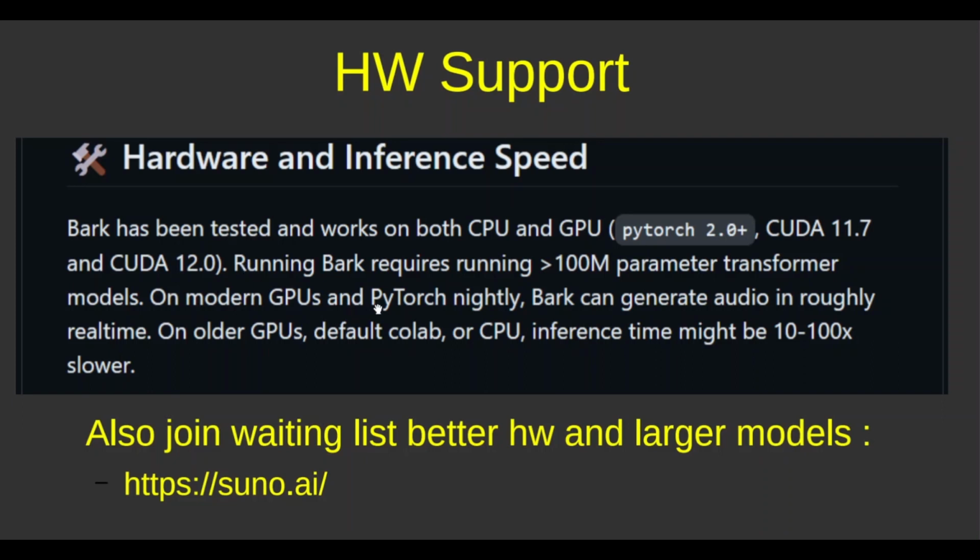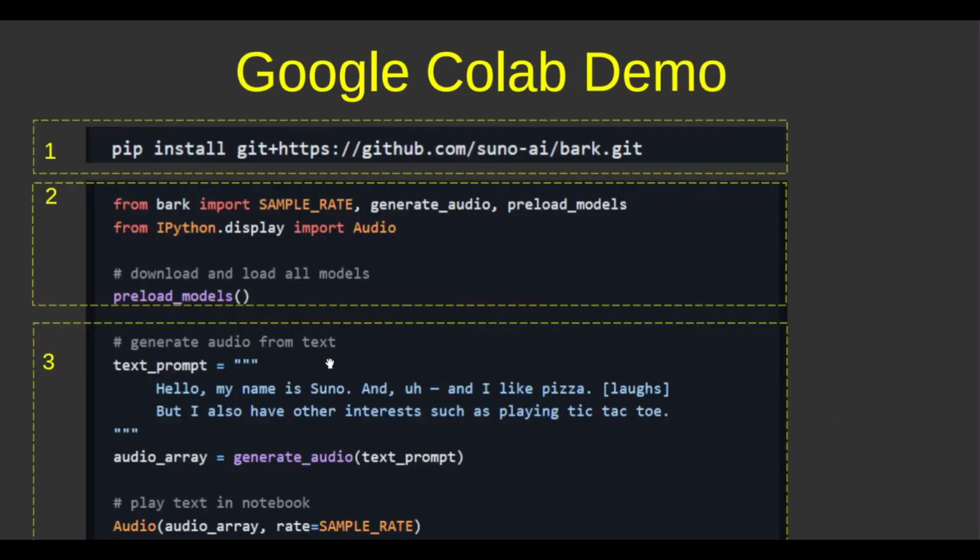Using modern GPUs and PyTorch nightly, Bark can generate in roughly real time. On older GPUs, the default Colab, and CPUs, inference time might be 10 to 100 times slower. You can also join the waiting list for better hardware and larger models at Suno.ai to use their AI playground. Let us look at a Colab demo.